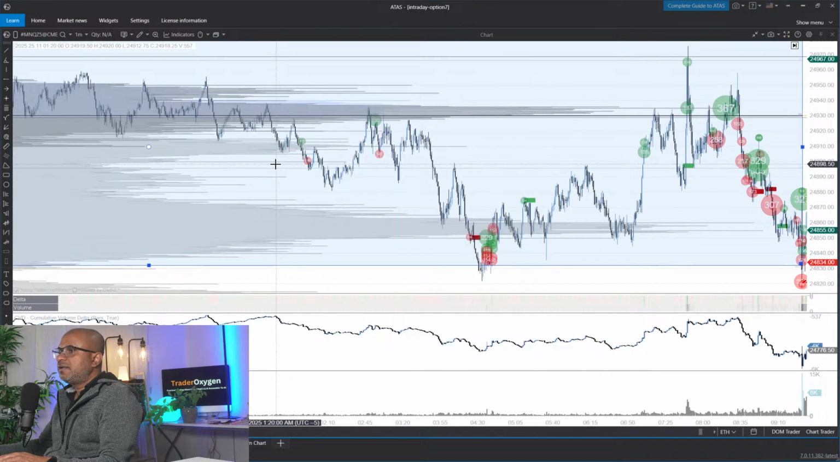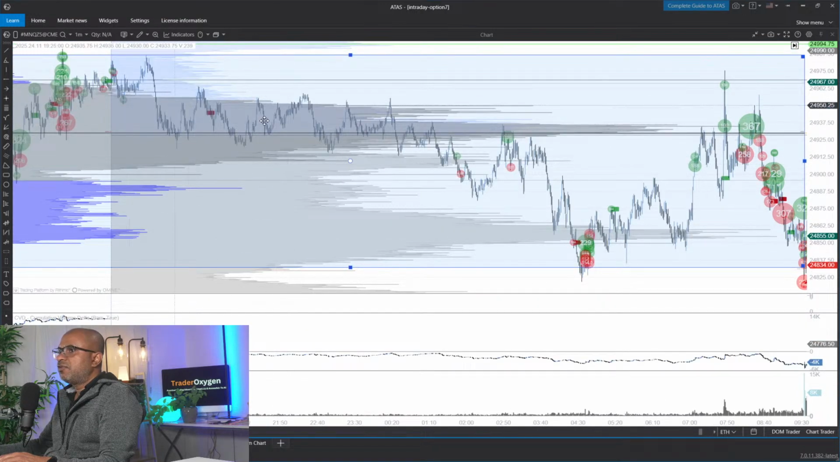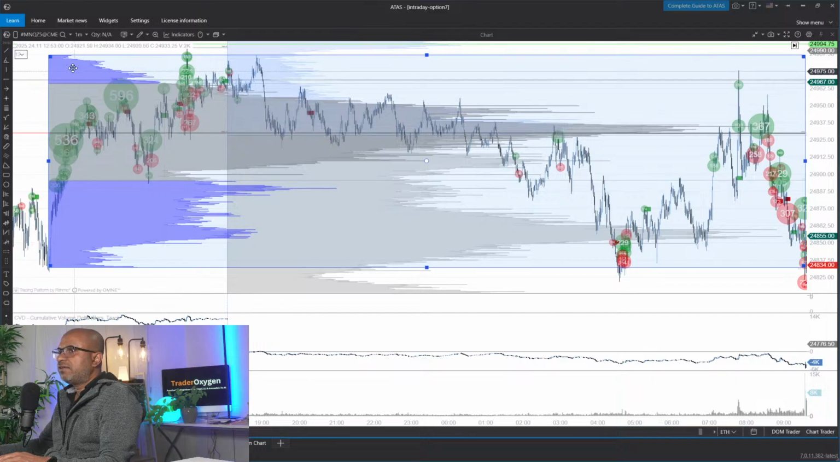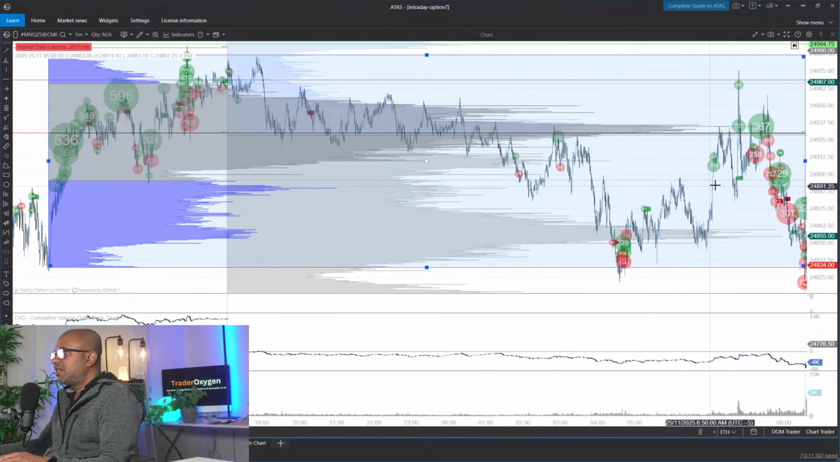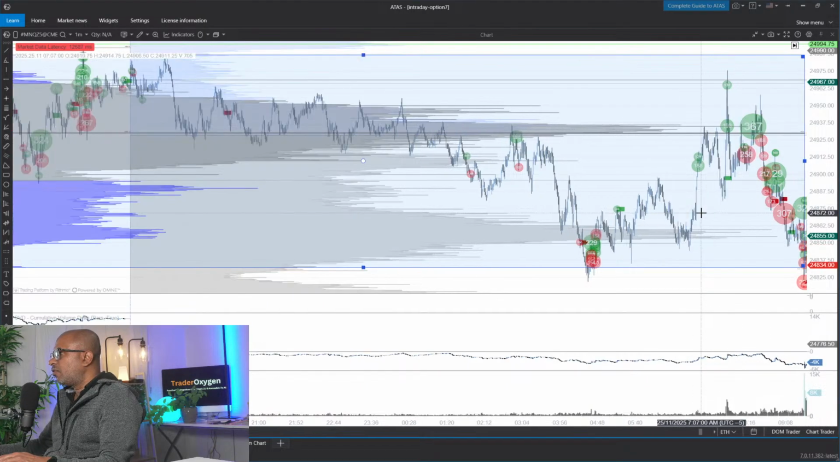You can see we draw the volume profile for that range from this point to this point, and for that range, this is the value area high over here, then the value area low, and the volume point of control.